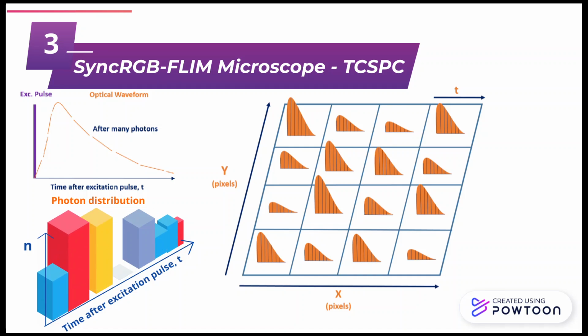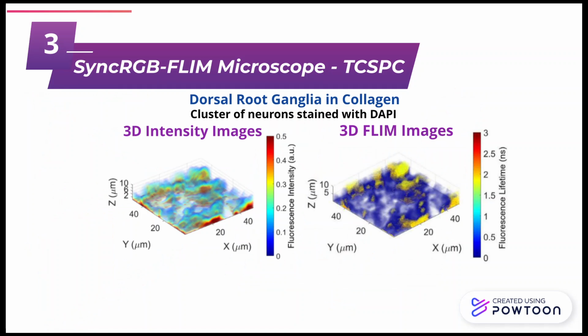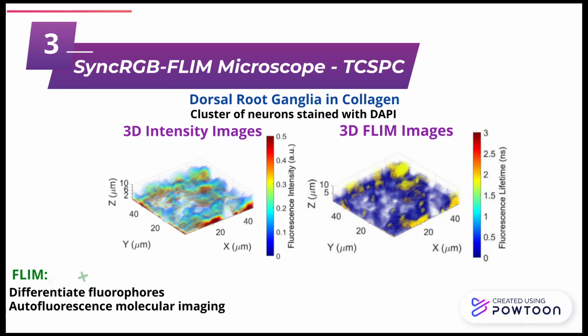Therefore, during the 3D scan of a cluster of neurons of a dorsal root ganglia stained with DAPI, we can generate a 3D stack of intensity images presenting the integral of the TCSPC decay trace in each pixel and a 3D stack of FLIM images presenting the fluorescence lifetime of each pixel resulting from the fitting of the photon arrival histogram. With FLIM, we can distinguish the different fluorophores that may exist in a sample, and it's widely used to do autofluorescence imaging to monitor cell metabolism.